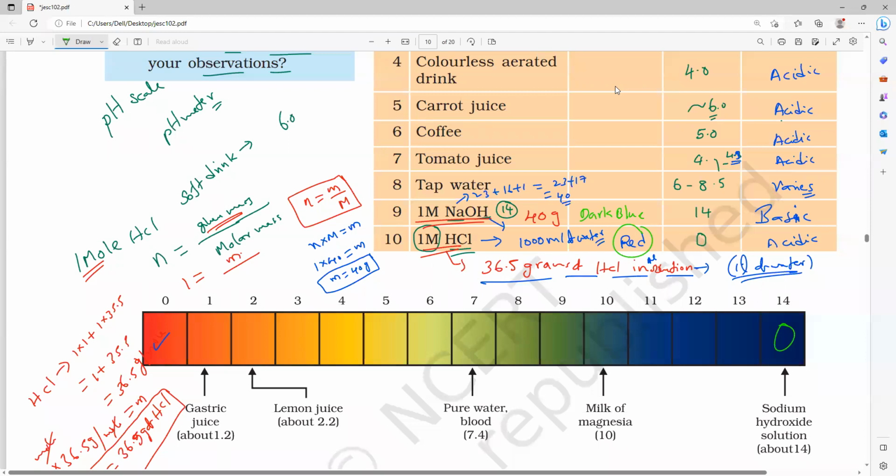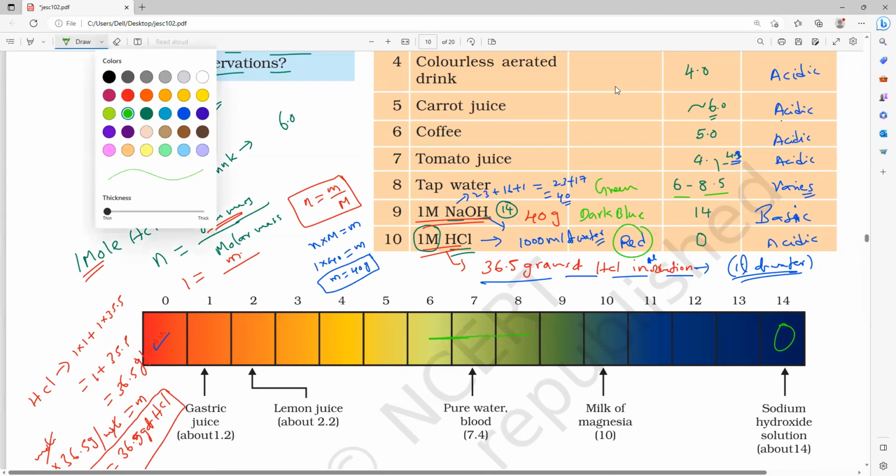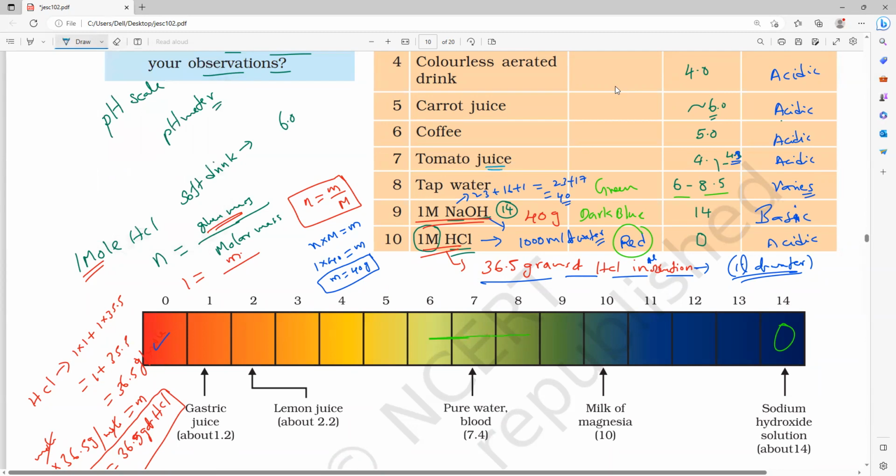Next. Tap water. 6 to 8.5. Varies. So 6 to 8.5. What is the color? Green. Okay. Next. Tomato juice 4 to 4.1. Yellow. Tomato juice, yellow.